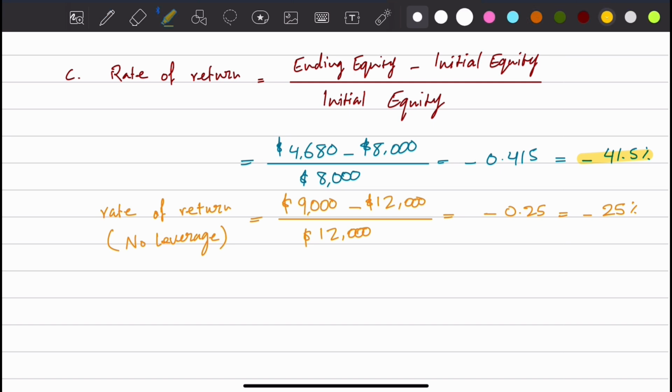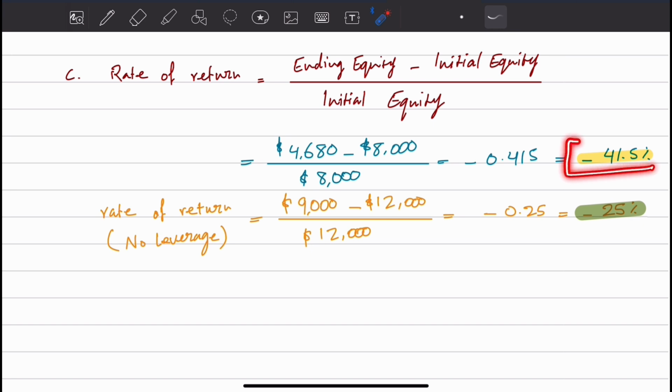Okay, so if there was no leverage in this account, the rate of return would have been only a 25% decline, right? But because of the existence of leverage, notice how that increased the loss magnitude from only a 25% decrease to a 41.5% loss.